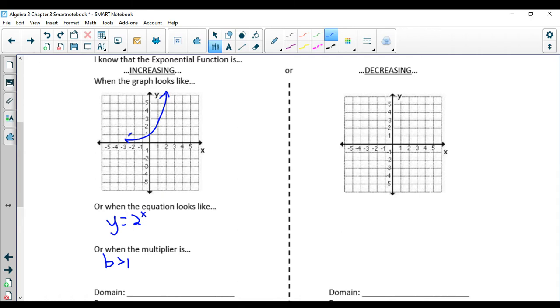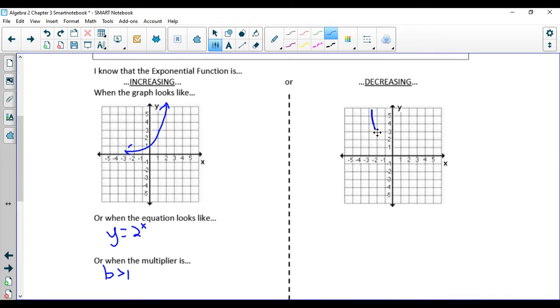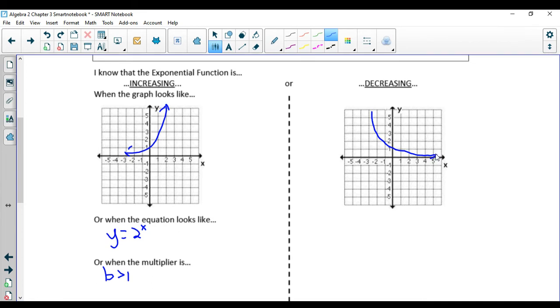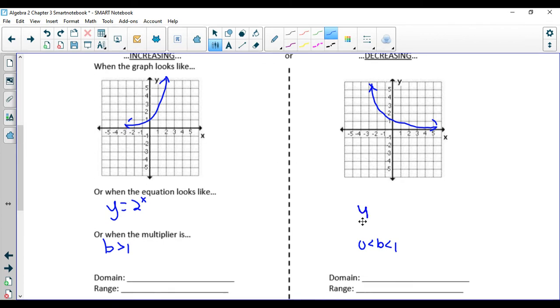All right, and then our decreasing exponential starts up high, curves down low, and gets closer and closer to our asymptote, but not touching it, because MC Hammer's there telling us you can't touch it. Our multiplier is when our number is between 0 and 1. And so any number between 0 and 1, we can write that. So I can say y equals 1/2 to the x power.